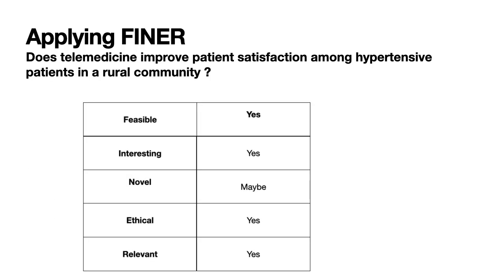So this is an example of applying FINER to a sample question. Does telemedicine improve patient satisfaction among hypertensive patients in rural communities? Is it feasible? Yes. Patient satisfaction can be measured using surveys. Is it interesting? Yes, especially as telemedicine continues to expand in modern times.